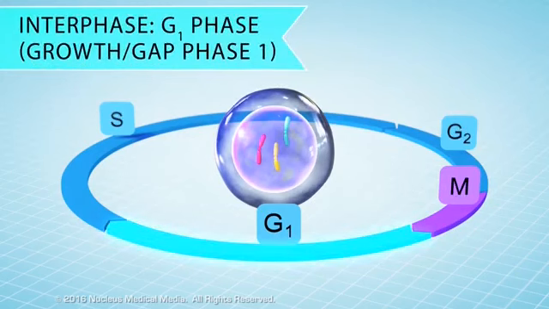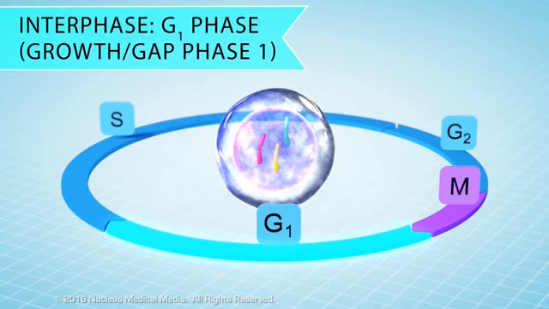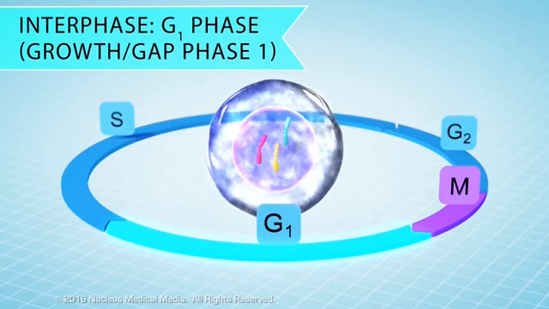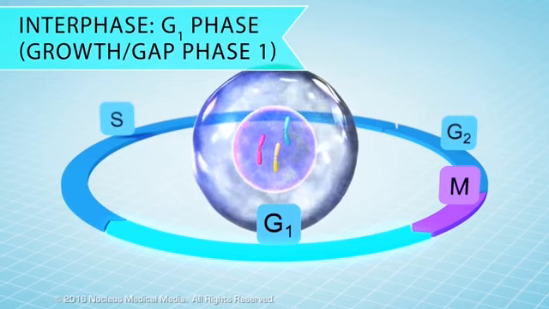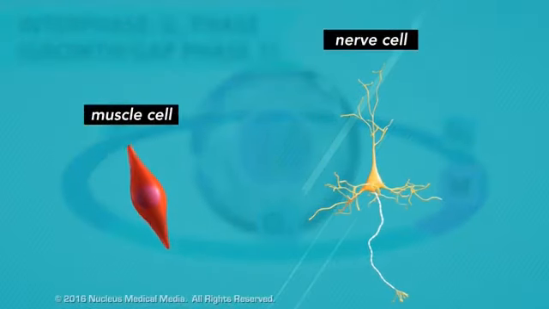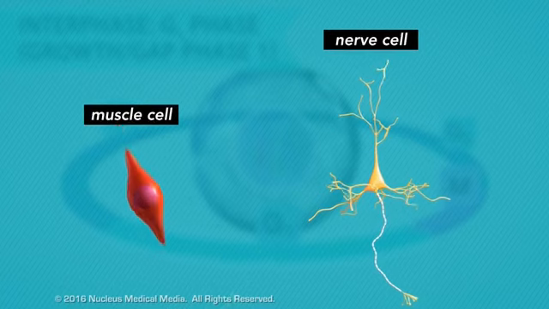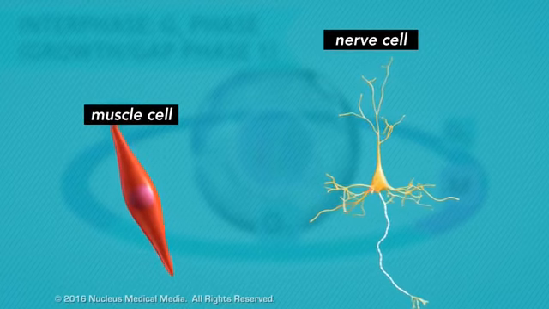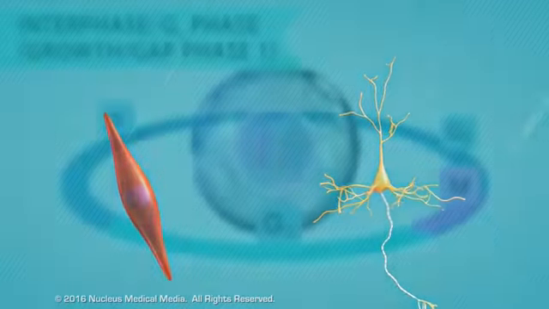G1 of interphase is sometimes called growth 1 or gap phase 1. In G1, a cell is busy growing and carrying out whatever function it's supposed to do. Note that some cells, such as muscle and nerve cells, exit the cell cycle after G1 because they do not divide again.